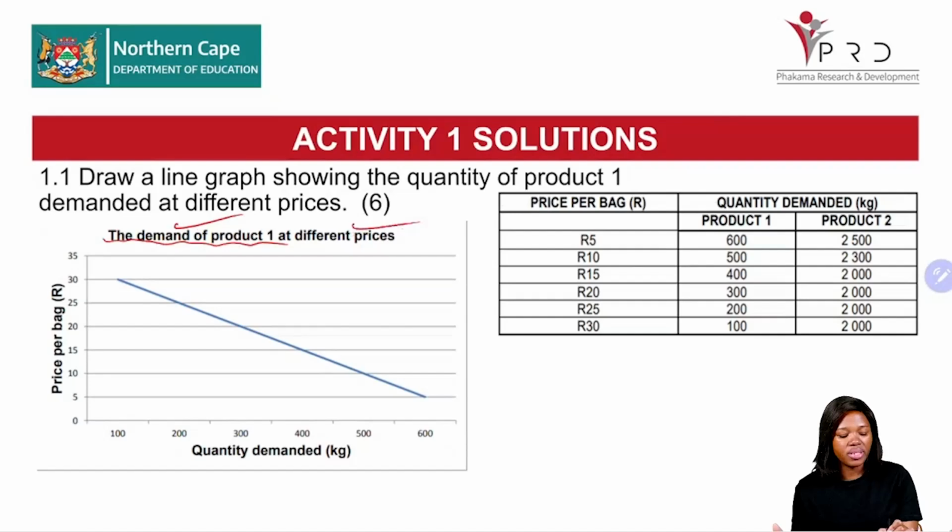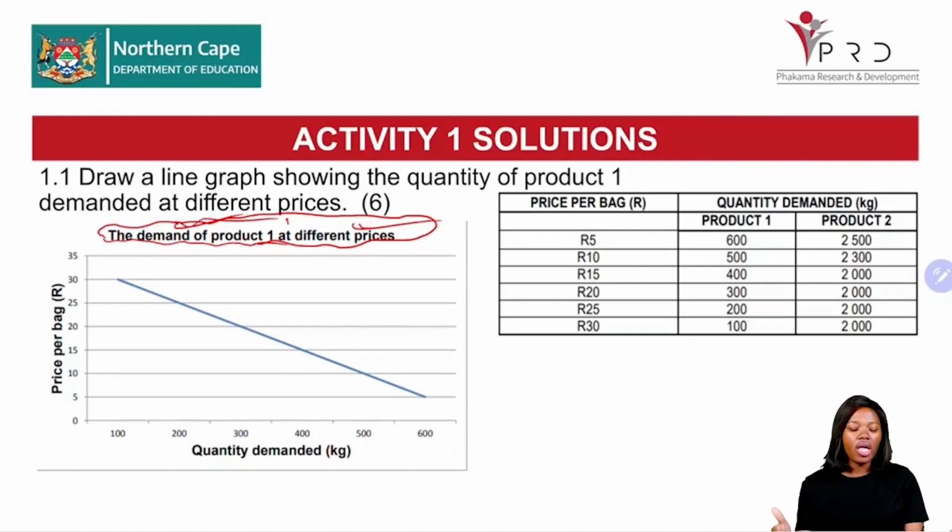So both variables are in the heading for just a single mark, not 2 marks, but a single mark. If you just write the demand of agricultural product or the demand of product, you are wrong. Where are the prices? So you are wrong. The demand or at different prices, you are still wrong. Both variables must be part of your heading.